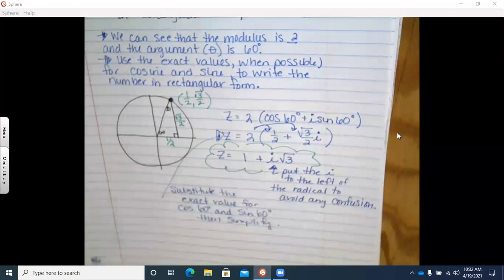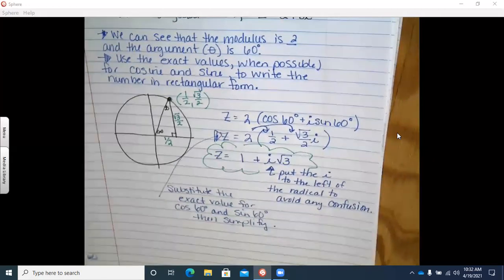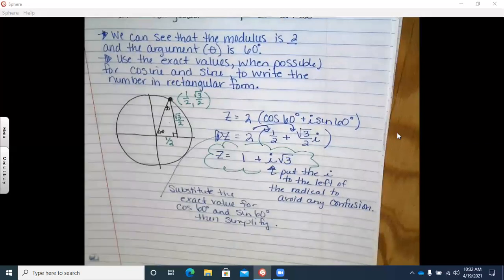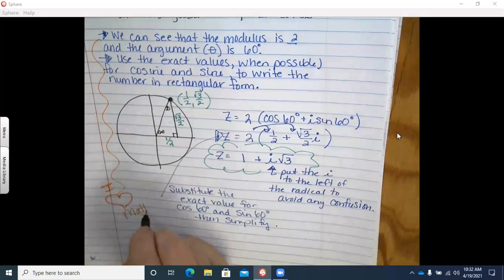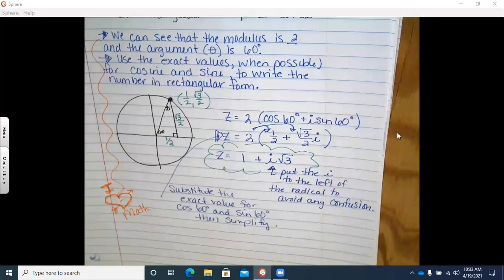Is that a little blurry? A little blurry. Y'all good with that? Bless you. All right, y'all ready for the next one? This is difficult stuff, is it not?